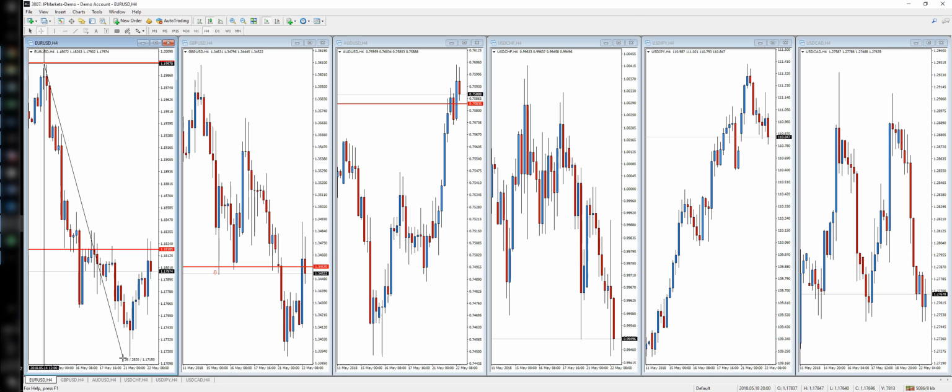But still, if you were to compare it to something like the euro dollar, and we measure from the highest to the lowest, we can see here that we hit 280, making this a much better currency for you to actually be trading.